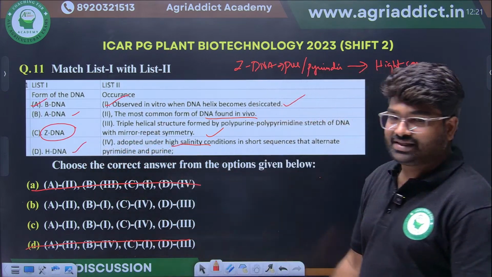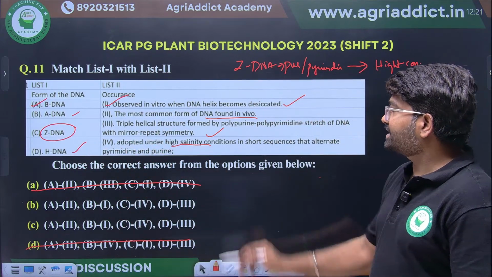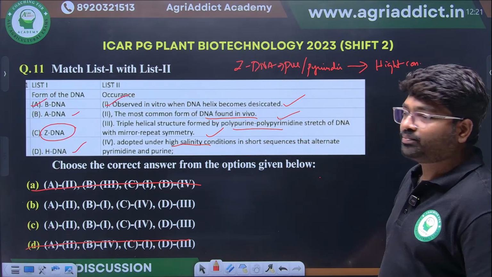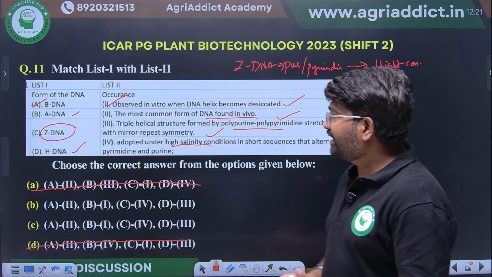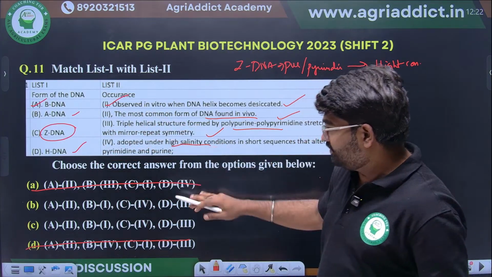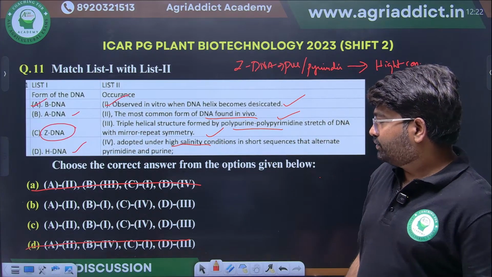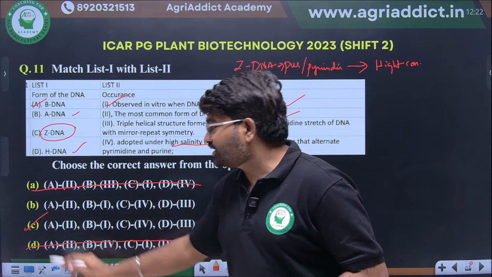H-DNA is a triple helical structure formed by polypurine and polypyrimidine stretches of DNA. That is a triple helical structure, so D will come to 3. Clear? For 2 and 4, they have given the same option only. Okay, clear?